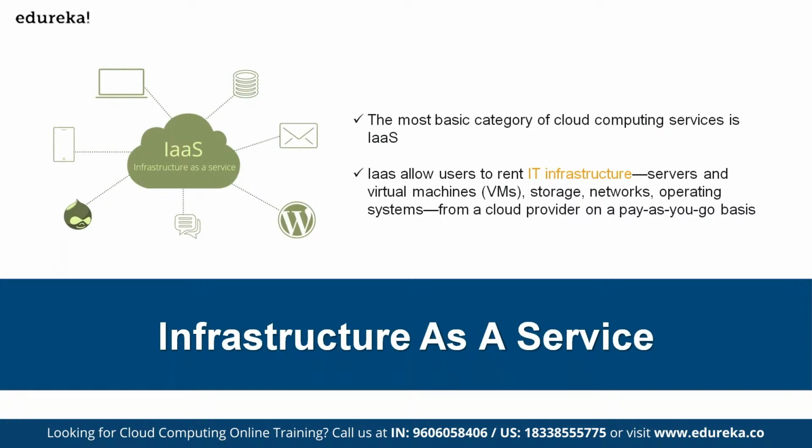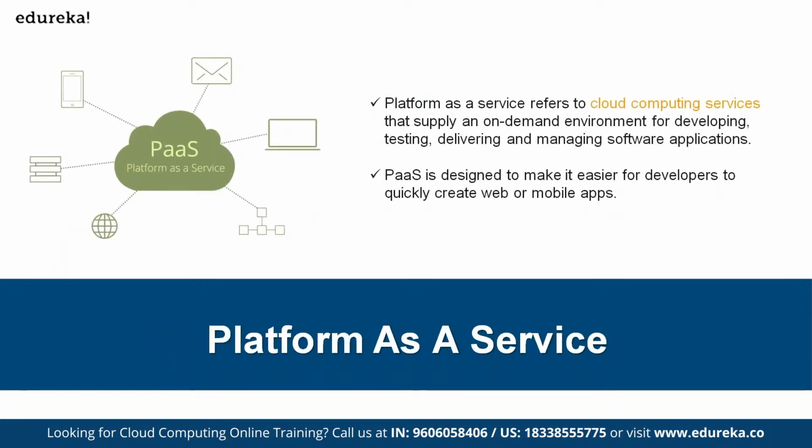Now let's try to understand. When we talk about infrastructure as a service, it is on-demand, pay-as-you-go IT infrastructure that you get. You get servers and virtual machines, storage, networks, and OS from a cloud provider. With PaaS, or platform as a service, you get an on-demand environment for developing, testing, delivering, and managing software applications. When you subscribe to infrastructure as a service, all you get is the bare-bones infrastructure, which is basically your VMs and servers along with storage. But you still need a platform on top of that to build your applications.